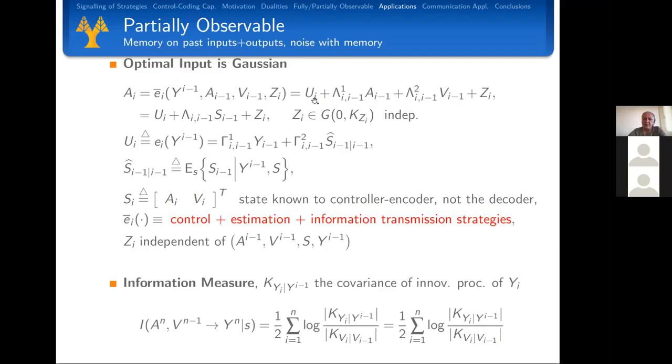So U_i is actually, again, the control. This is the part that depends on the previous input. This is the previous noise, and this is the independent process. It's an innovation process. But then one can realize that since this and this is the state of the input, you can put this together. The state is known to the controller encoder, but is not known to the decoder. So basically, you can turn this input, instead of being a function of all the previous outputs, into a function of the previous output y_{i-1} and the conditional estimate of the state. The reason is that you are conditioning on this and this, your channel is again Markov, but you need to condition on this too.